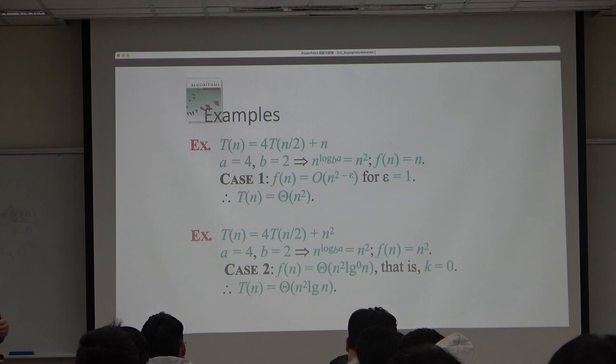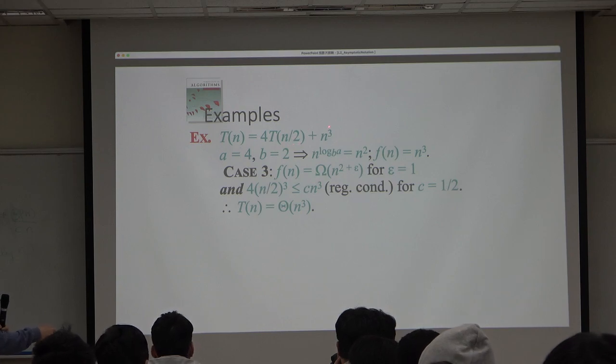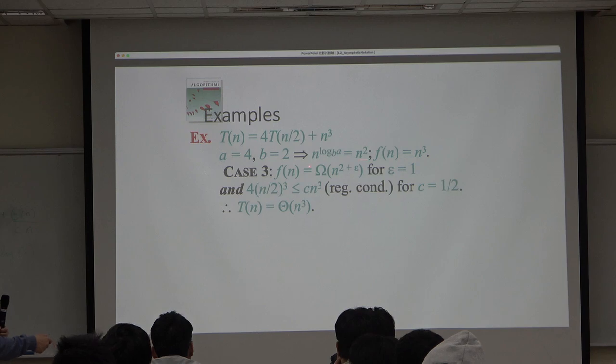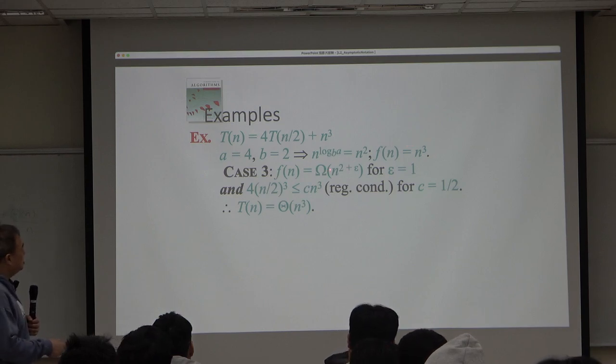You just apply the master method and you get an answer very efficiently. The third one: the first part is still 4 T of n divided by 2, plus n cubed. So this part is changed to cubed. Obviously a is 4, b is 2, and n to the power of log base b of a is still n squared. But f of n, the merge cost, is n cubed. So in that case, the merge cost dominates everything.